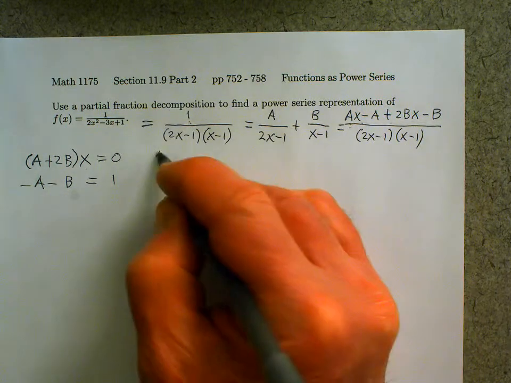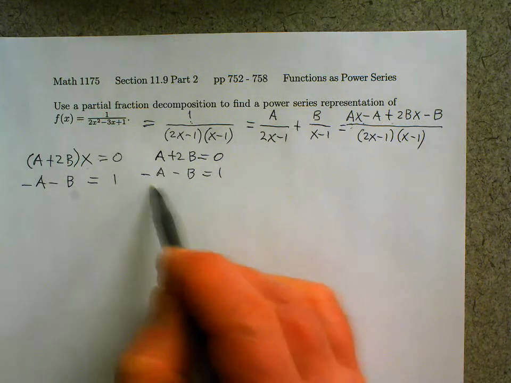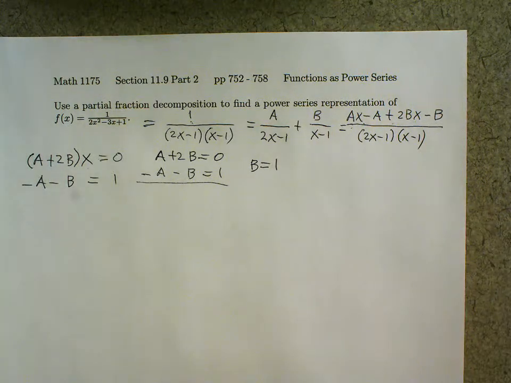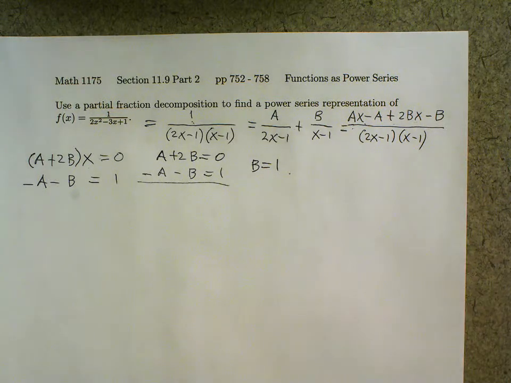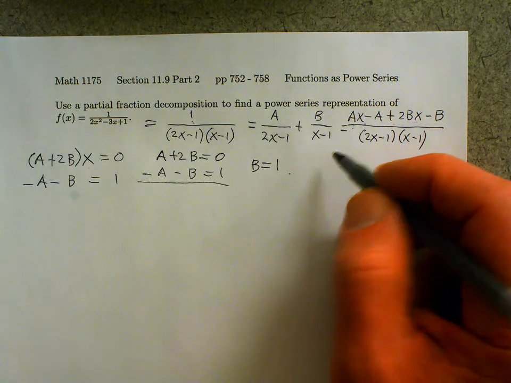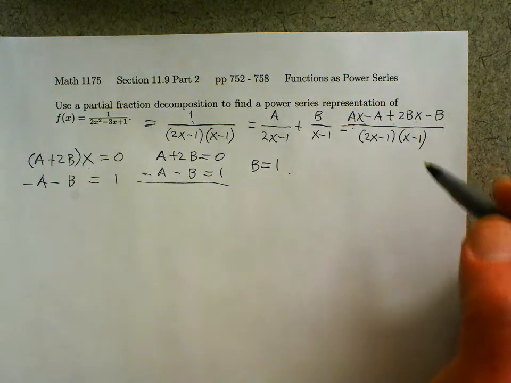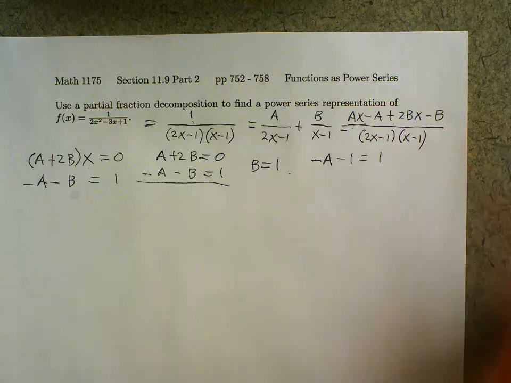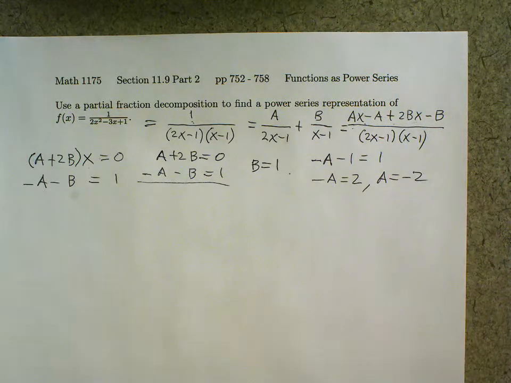So the coefficient a plus 2b has to be 0. Negative a minus b equals 1. When we add these two equations together, we get b equals 1. And if b equals 1, what's the value of a? What did you get? Okay, if we replace b with 1, we get negative a minus 1 equals 1. Negative a equals 2, so I get a equals negative 2. Is that what you got?